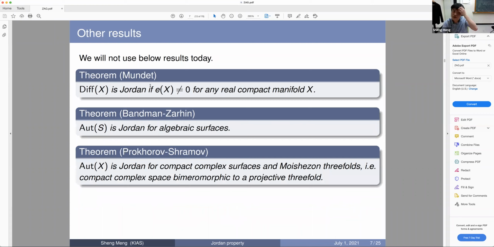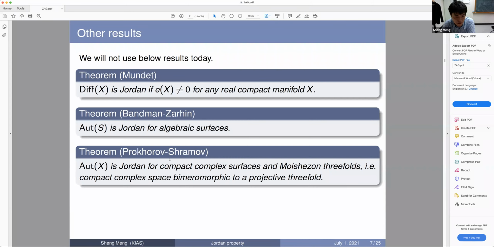First, Montes showed that if we consider the diffeomorphism group of a real compact manifold, and if the Euler number is not 0, then the diffeomorphism group is Jordan. And Bandman and Zarhin proved that the automorphism group of not necessarily projective or compact algebraic surfaces is Jordan. So I just mentioned the birational automorphism group of S may not be Jordan if S is birational to P1 cross E. But for the automorphism group, it is okay.